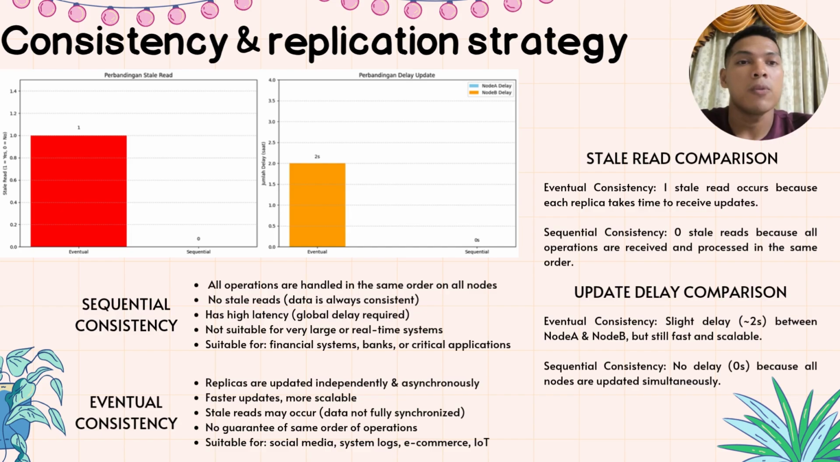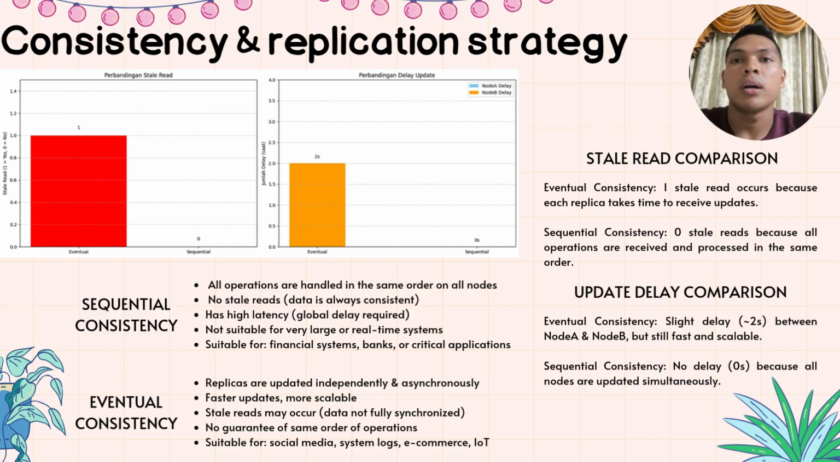Now we move to the update delay comparison. For eventual consistency, there is a delay of approximately a second between node A and node B, but it is still fast and scalable. For sequential consistency, there is no delay because all nodes are updated simultaneously. Next, I want to talk about sequential consistency.